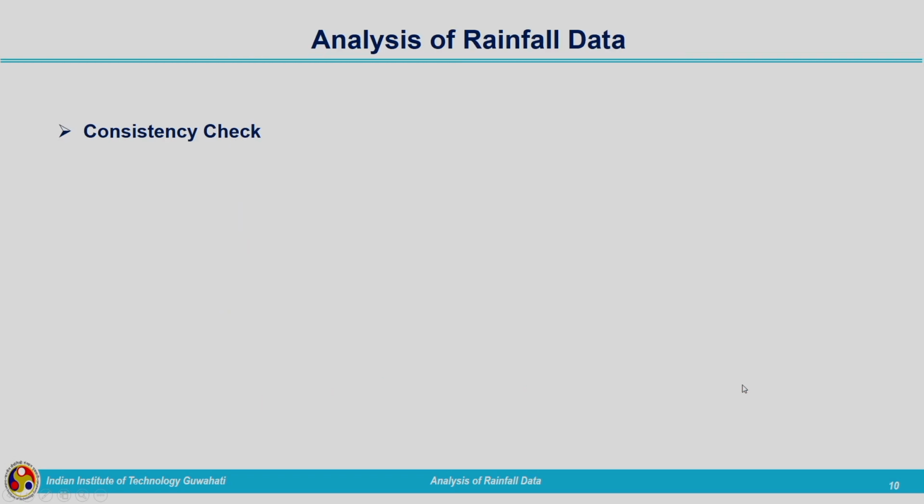Now, the second check is the consistency check. Two checks we need to do: the missing value check and also the consistency check. We need to check whether the data which we have collected is consistent or not. For the consistency check, we will make use of the mass curve method. We know what is meant by a mass curve. For a particular station, we calculate the cumulative rainfall, and cumulative rainfall versus time is plotted; that is the mass curve. Depending on the type of data collected, incremental rainfall data will be converted to cumulative data for each interval, and that is plotted against time to get the mass curve.